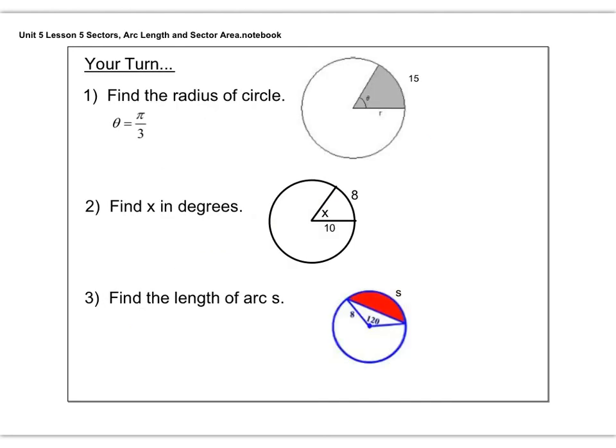All right, so this last page, go ahead, it's your turn. Give these a try. Push pause, and then when you're done, check your answers. I'll put them up on the screen.